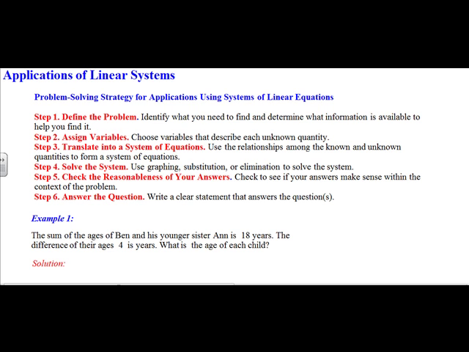Now, when you read a word problem, sometimes it sounds very strange. It's always helpful to read it a couple of times to get an idea of what they're asking you. So that's what I usually do. Here's the problem. The sum of the ages of Ben and his younger sister Anne is 18 years. The difference of their ages is 4 years. What is the age of each child? So it is an age problem between Ben and his sister.